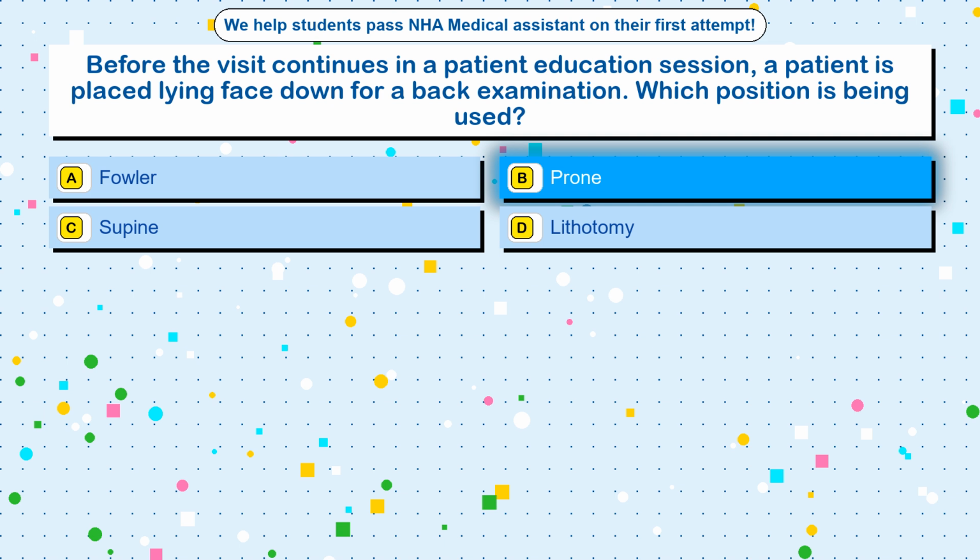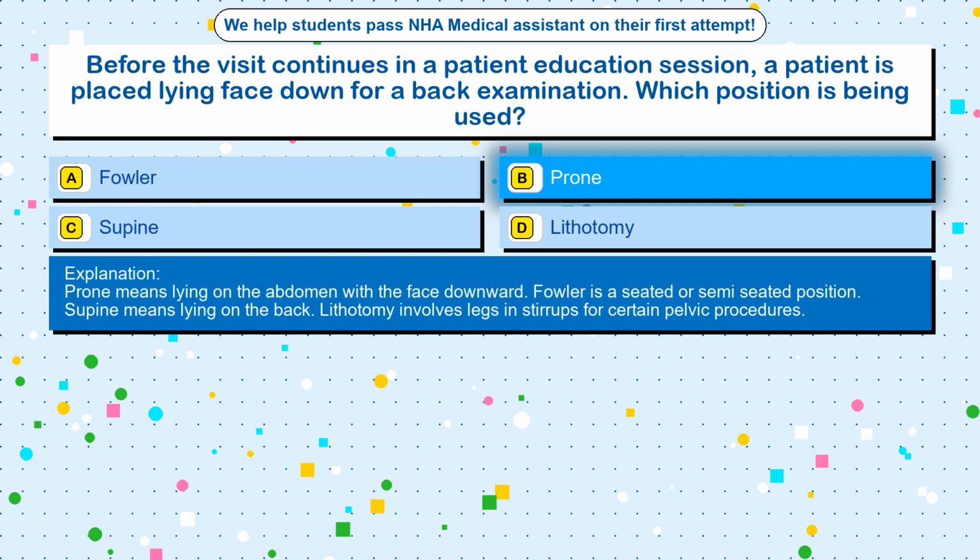Prone. Prone means lying on the abdomen with the face downward. Fowler is a seated or semi-seated position. Supine means lying on the back. Lithotomy involves legs in stirrups for certain pelvic procedures.